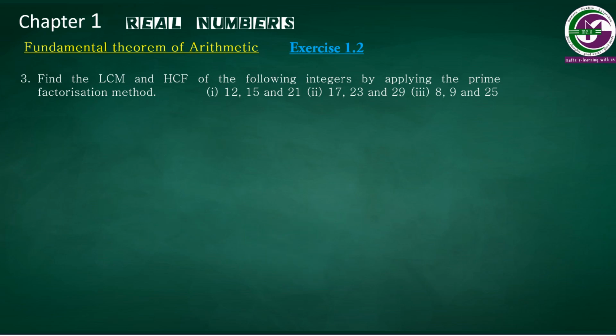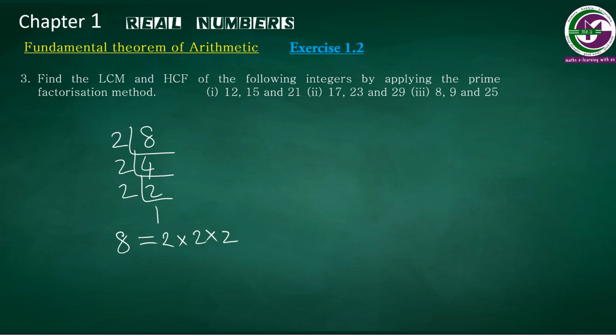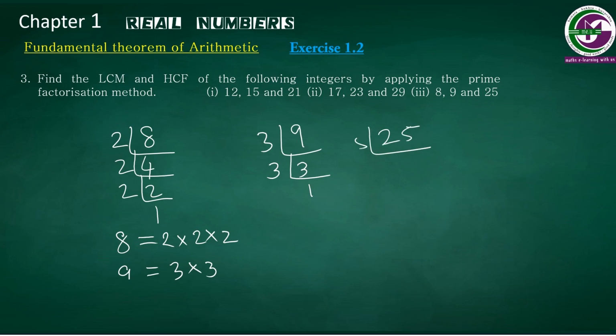Now the third question, 8, 9, 25. We can factorize 8. 2 is a factor, so 4 times, again 2 is a factor, 2 times, again 2 is a factor, 1 time. So 8 can be written as 2 times 2 times 2. Next one is 9. So 3 is a factor, 3 times. 3 3s are 9. So again 3, 1 time. So 9 can be written as 3 times 3. Now 25. 5 is a factor. Again 5 is a factor, 1. So 25 can be written as 5 times 5.